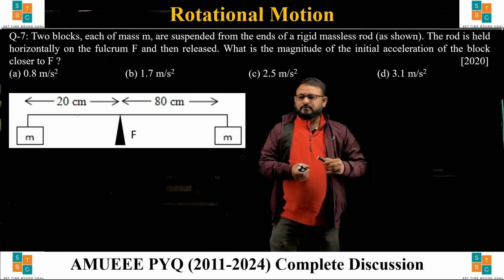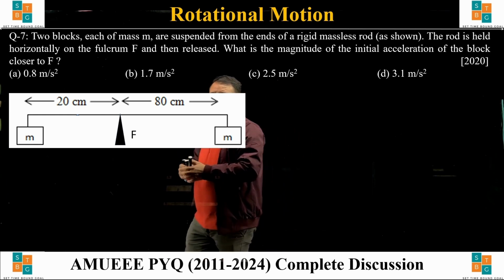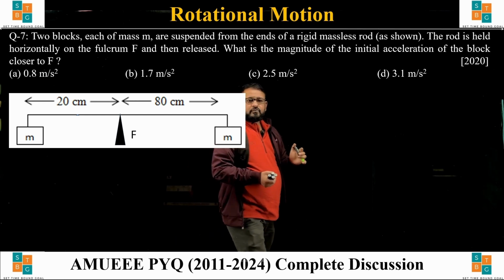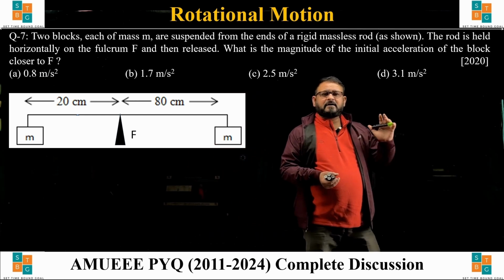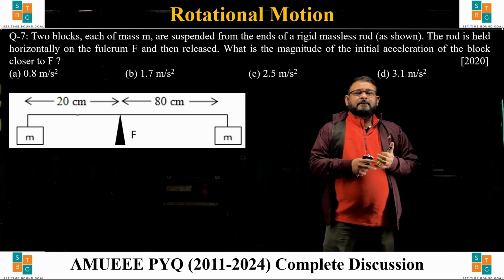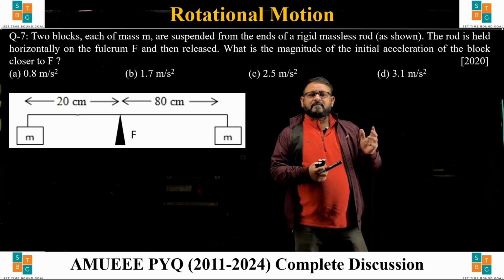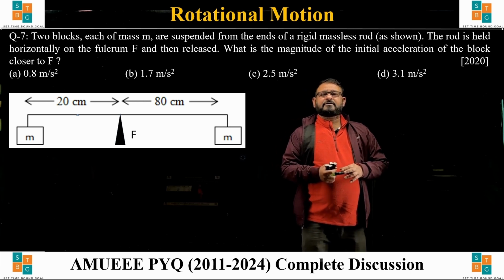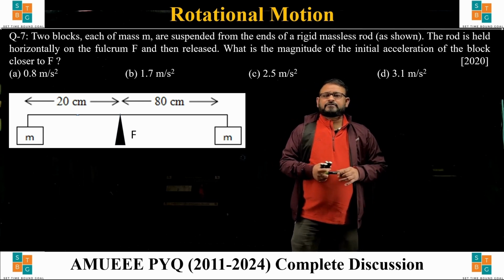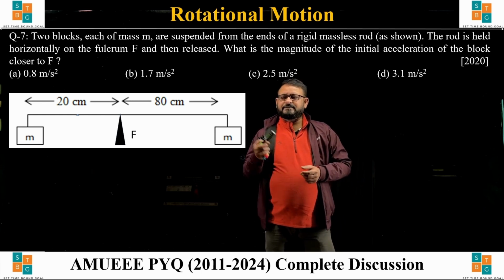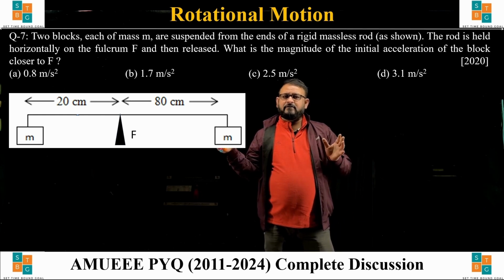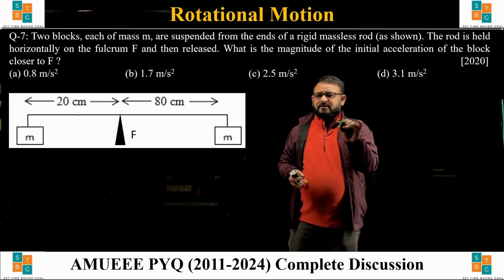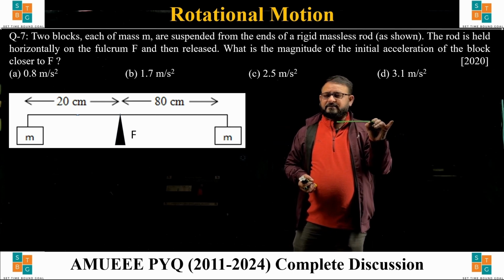Okay, now here is another nice question which is easy as well. Two blocks of each mass m are suspended from the end of a rigid massless rod. Okay, the rod is held horizontally at the fulcrum F. What is the magnitude of the initial acceleration of the block closer to F? Now you can see they are, ये क्या है, equal mass के block हैं. हम ये डायग्राम थोड़ा सा प्रोपोर्शनेट बना लेते हैं.